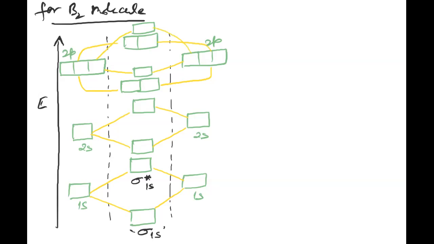As for the names of these orbitals, this may be sigma 2s, and this may be sigma star 2s. It is sigma 2px, pi 2py, pi 2pz. It is sigma star 2px, pi star 2py, and pi star 2pz.